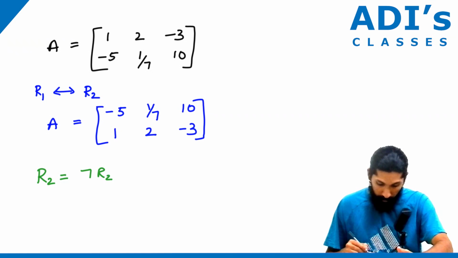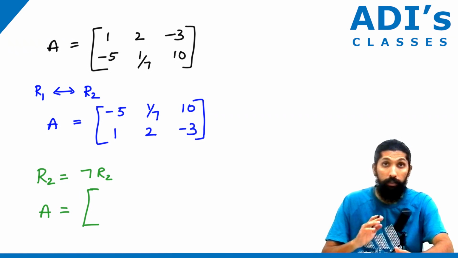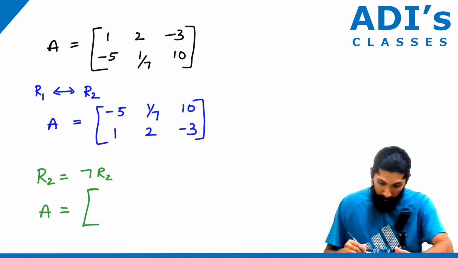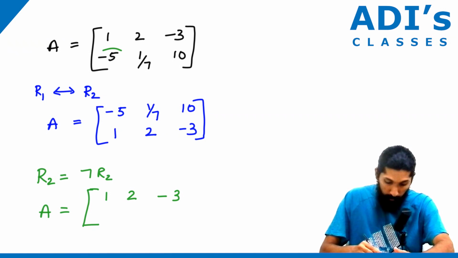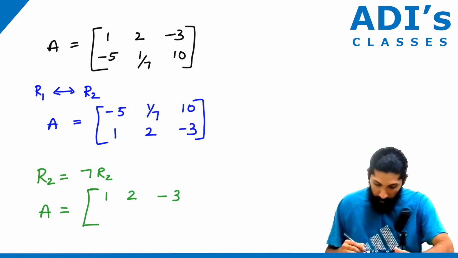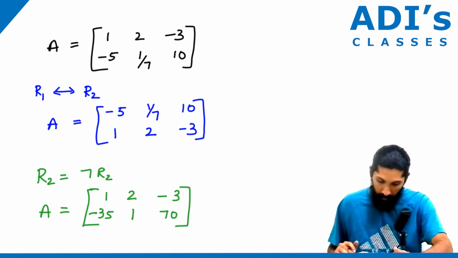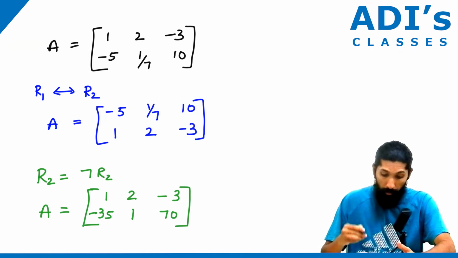Now, what's going to happen? Here matrix A becomes... you're doing this only for R2, right? You're not even touching R1, so keep R1 as it is: 1, 2, minus 3. And look at this: for this one, we are multiplying by 7, correct? So you are going to get minus 35, 170. This becomes the second type of transformation, where you are doing multiplication.